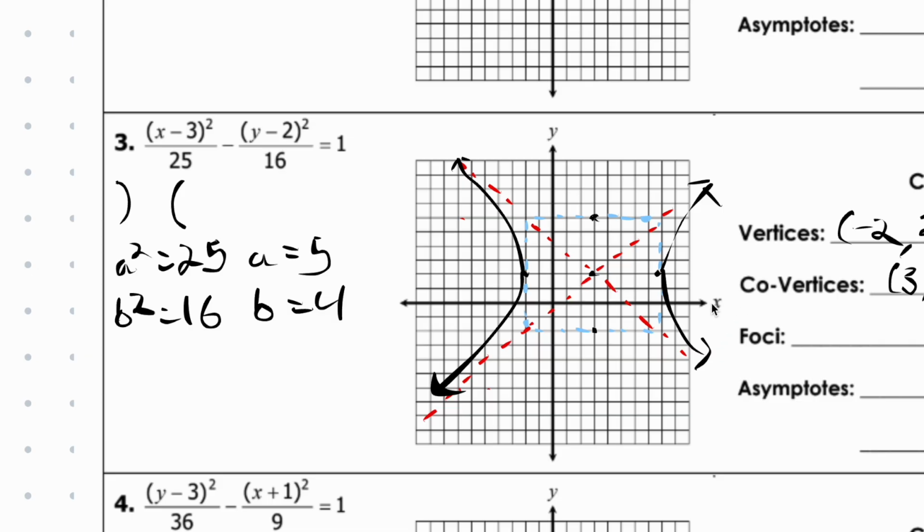Okay, so now we have to solve for our foci, which means we have to solve for c. Right, c squared equals a squared plus b squared. So c squared is going to equal a squared. A is equal to 5, a squared is 25, plus b squared. B squared is equal to 16. And that's going to give us a value of 41. So that means our c is going to equal root 41.